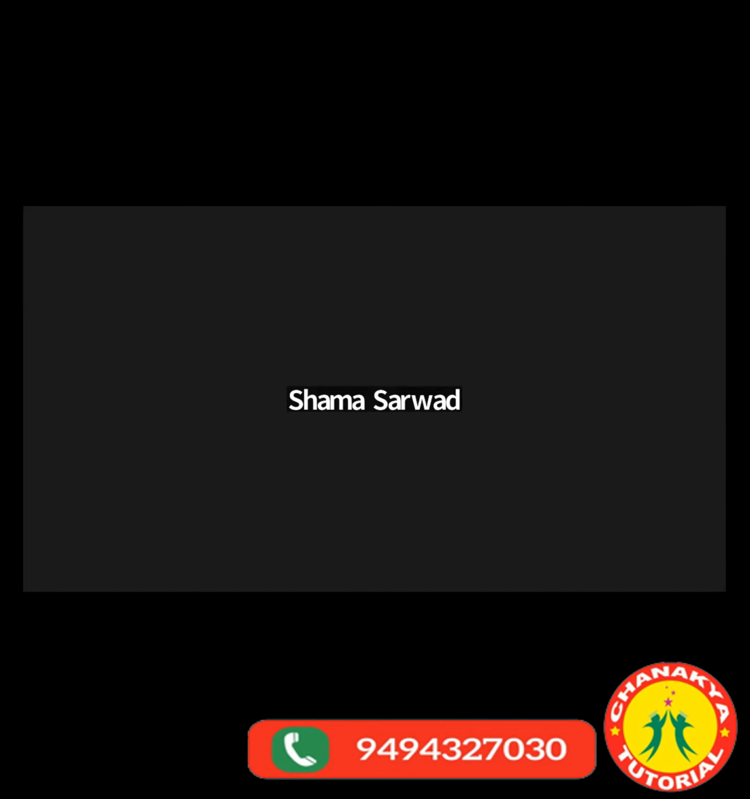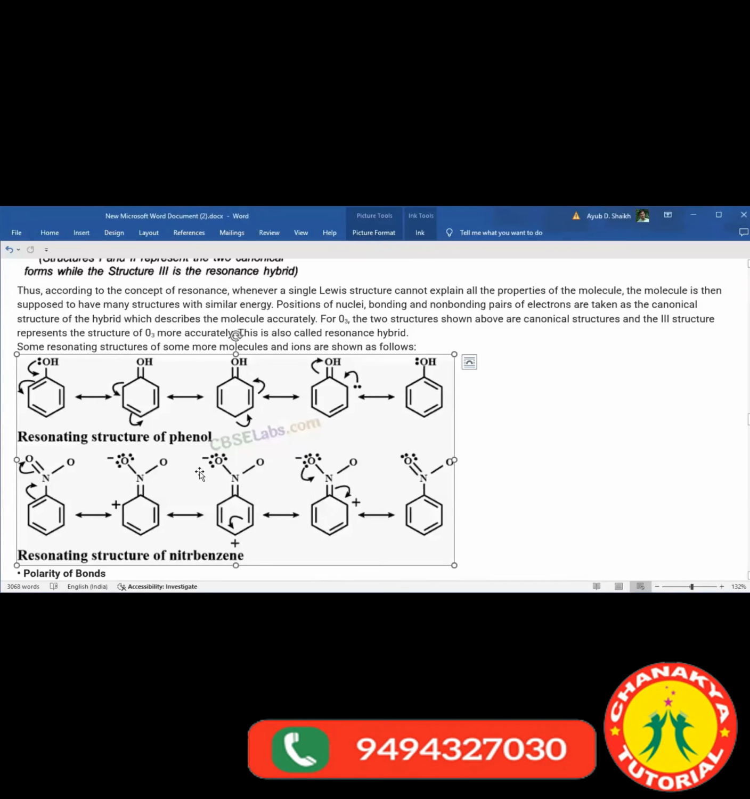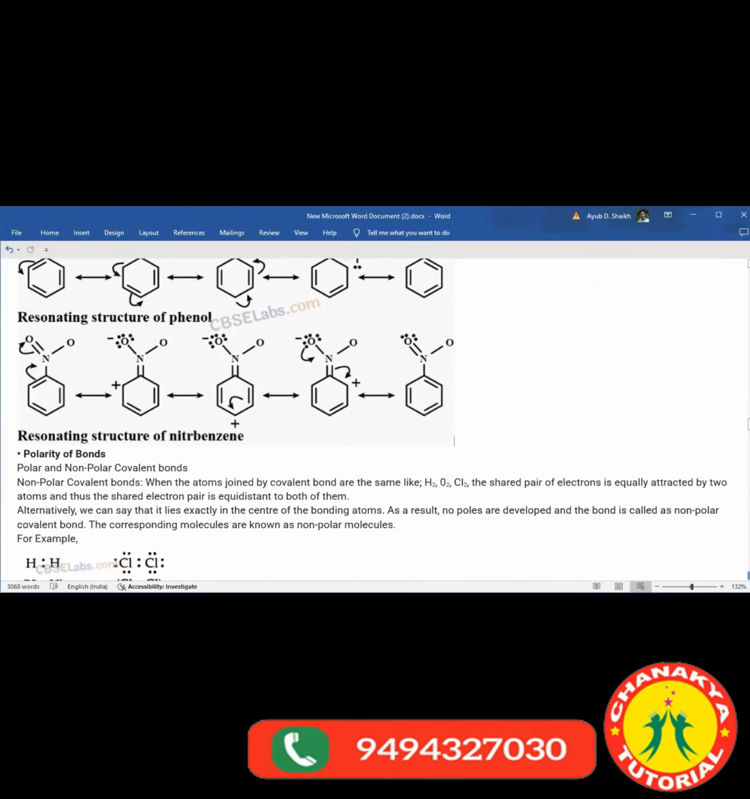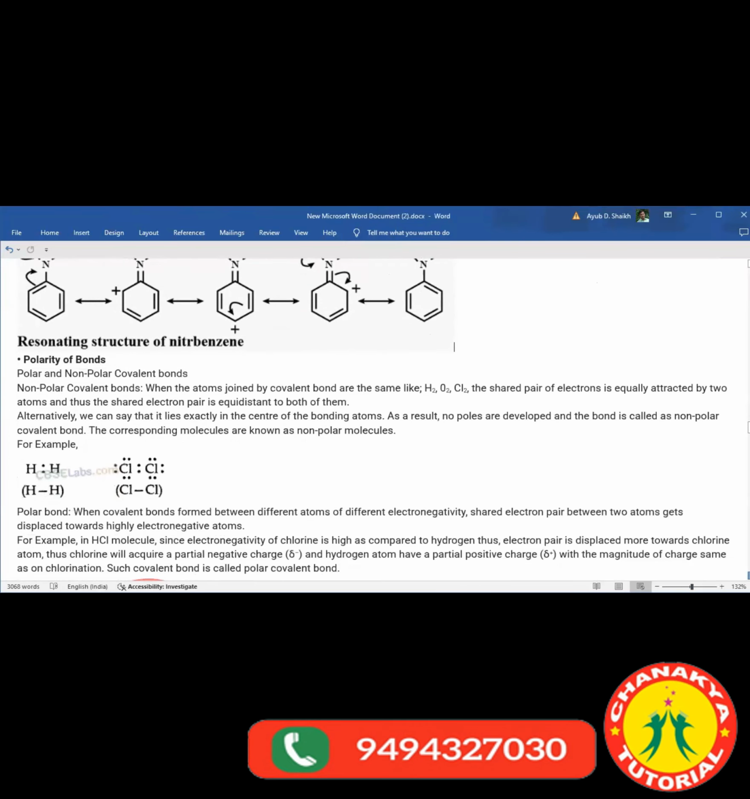Now, the next point. You are able to see the ortho position, para position, again ortho position. Delocalization is happening for the negative charge completely. Clear? Fine. Now we are going to see the next thing: polarity of bonds.